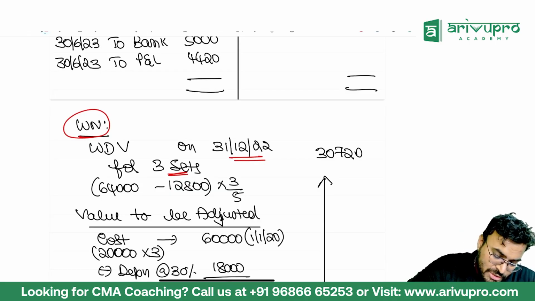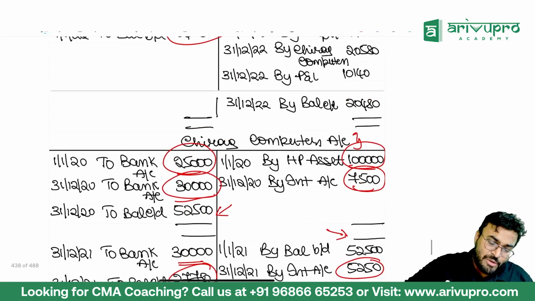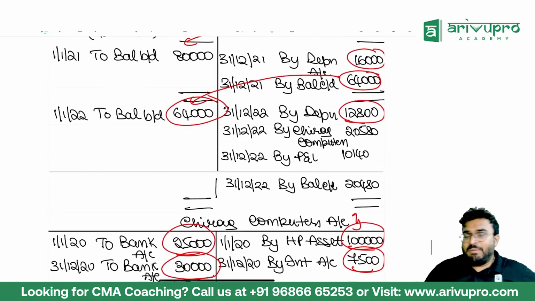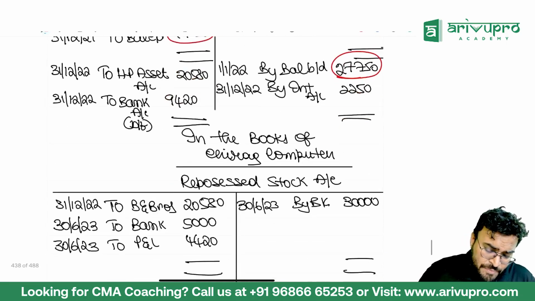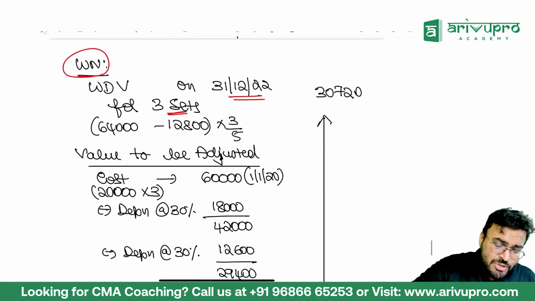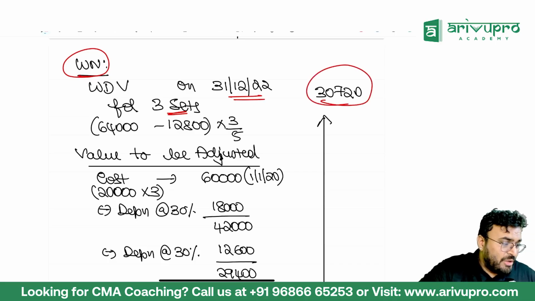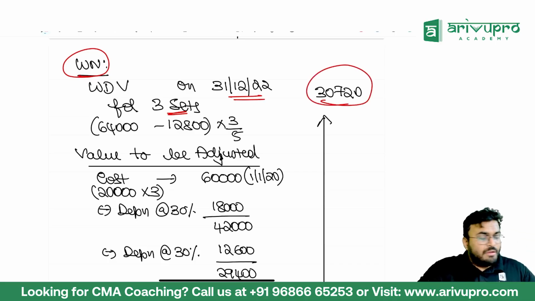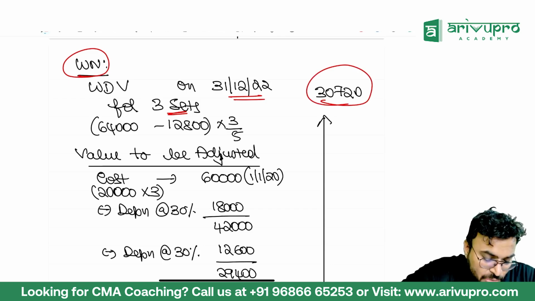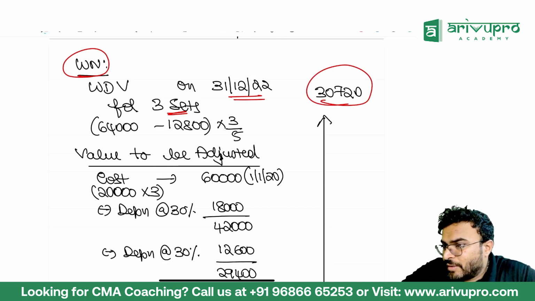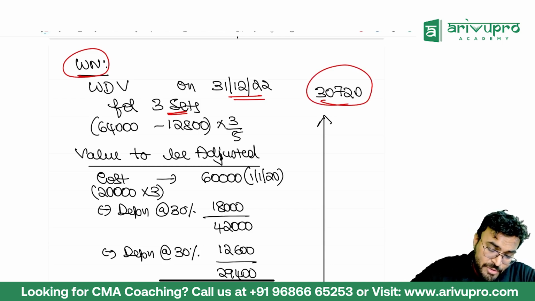So what are you going to do? 64,000 minus 12,800. 12,800 is this year's depreciation, because only at the end of the year it's going to be repossessed, right? So you will do 64,000 minus 12,800 into 3 divided by 5. 30,720 is the WDV on the date of repossession.